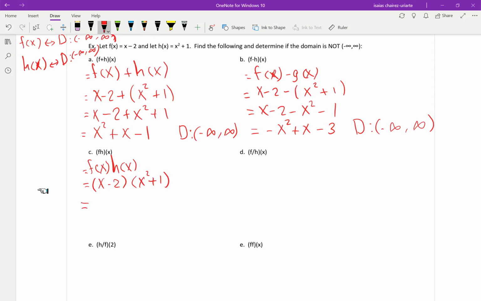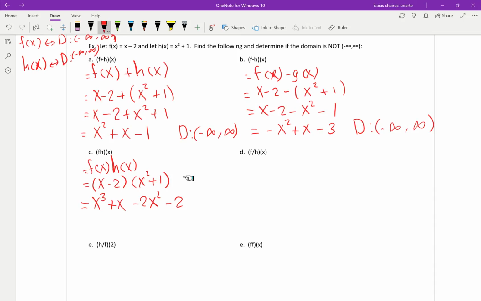And now you gotta think FOIL here. We gotta do x times x squared. That's gonna be x to the third. And then x times 1. That's x. So we're done with x. Now we distribute negative 2. Negative 2 times x squared. And then negative 2 times 1. That's how we're going to multiply this. So x cubed plus x minus 2x squared minus 2.